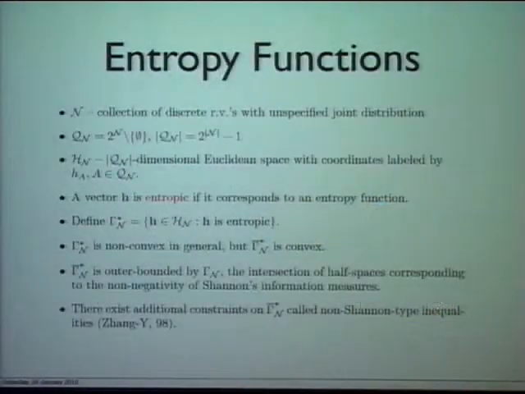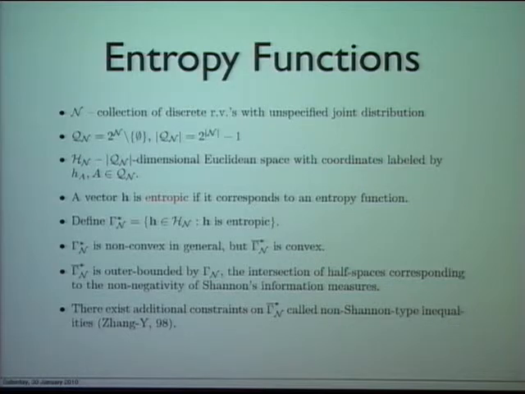Now, we define gamma_N star to be the set of all entropic functions in the Euclidean space. It turns out that this region gamma_N star is non-convex in general. It has a very complicated structure. But if you take the closure of it, it is convex.